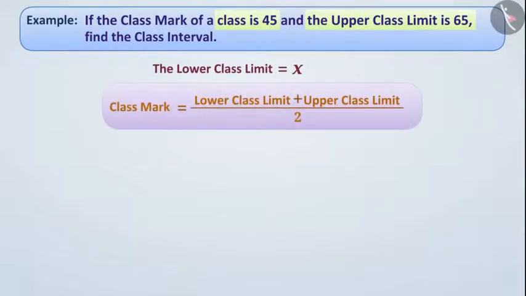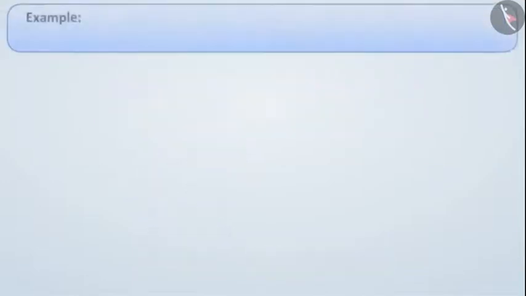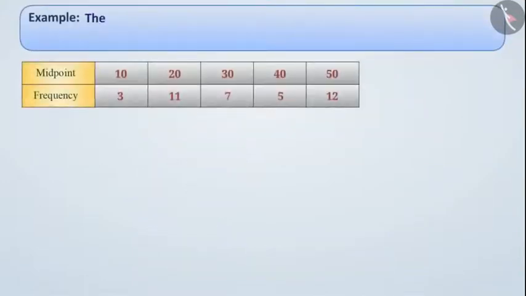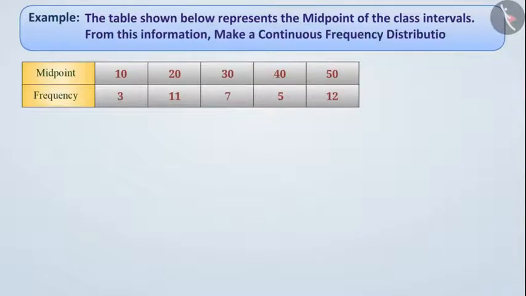Now we can say that the class mark 45 is equal to the sum of lower class limit x and upper class limit 65 divided by 2. By simplifying it, we will get the lower class limit x is equal to 25. In this way, the class interval is 25 to 65. Example: the table shown below represents the midpoint of the class intervals. From this information, make a continuous frequency distribution table.